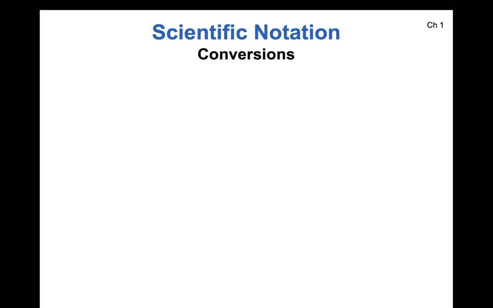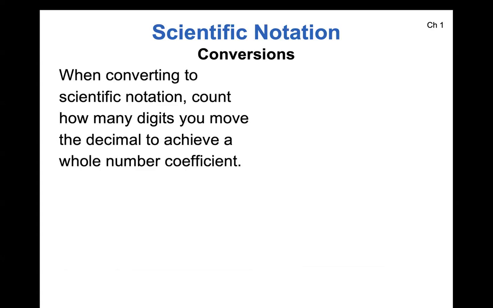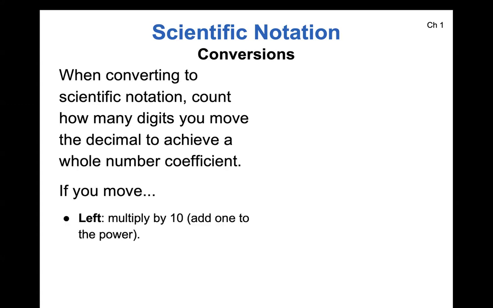Okay, so let's talk about conversions from normal numbers to scientific notation. A lot of this will repeat what I said a minute ago, so I'll go through it quickly. When converting to scientific notation, you count how many digits you move the decimal to achieve a whole number coefficient. So you're moving that decimal from a point where it's after all the zeros and it's basically on the far right, and you're moving it to the left. Okay? So if you move to the left, then you're multiplying by powers of 10 so that you're getting a positive value in the power.